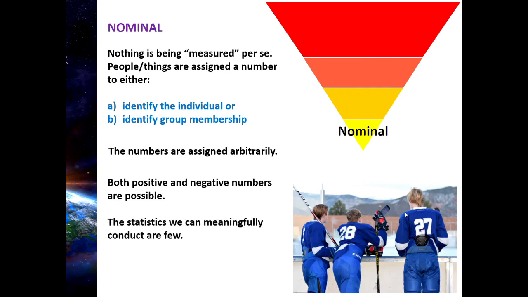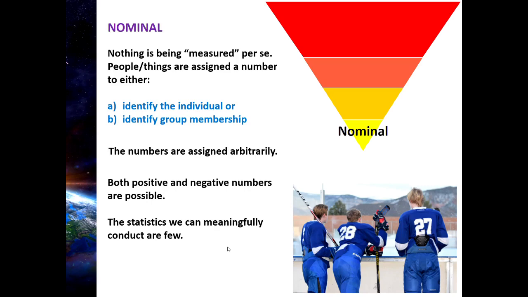Now, we are very, very limited in the types of statistics we can run if the data was collected on a nominal scale, if we're using that nominal purpose to either identify individuals or group membership. So basically, there are no statistics that you can run if you're just using numbers to identify one individual from the other. If you're using the nominal number to identify which group somebody belongs to.